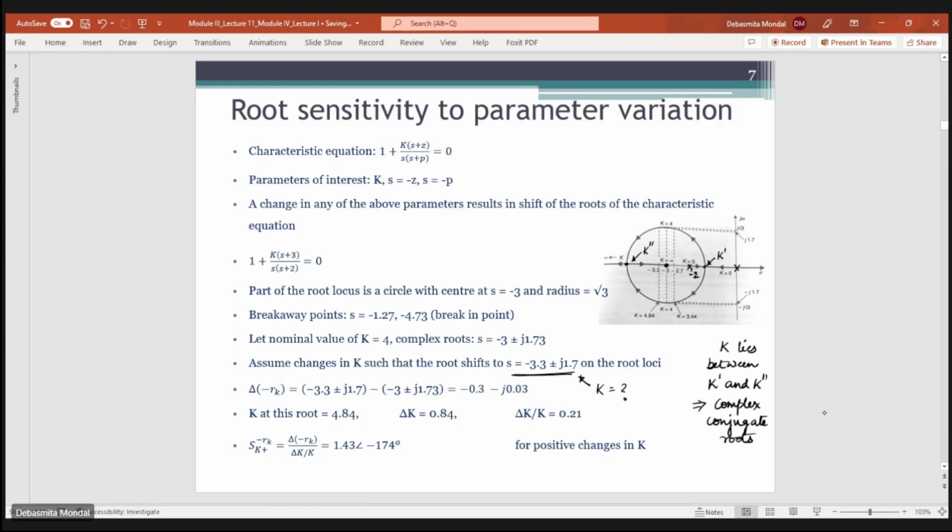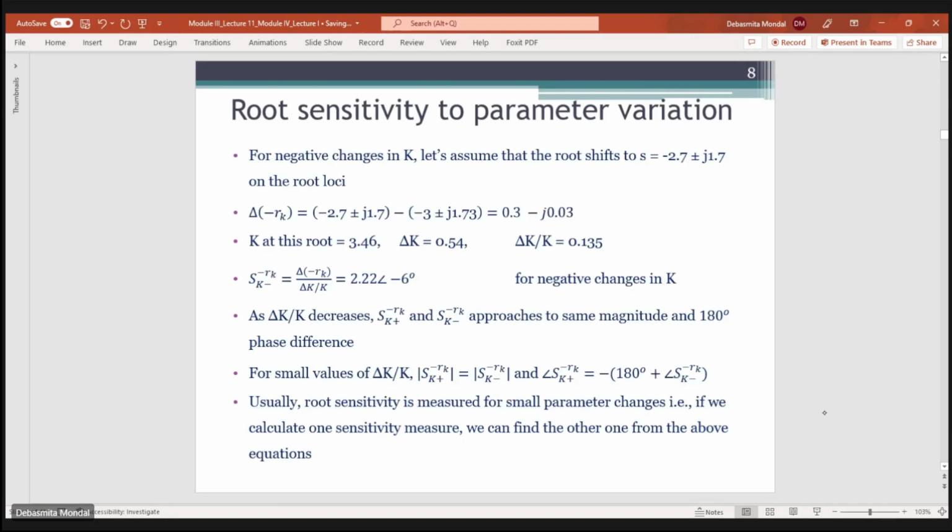That means if the root shifted by this amount, the change in k is 0.84. You can simply find delta k by k, put these values in the equation, and you will find that the sensitivity of the root to some positive changes in k, since this is a positive value, is given by this complex number. Similarly, do some negative changes in k. Negative changes in k means we are reducing the value of k from the nominal value.